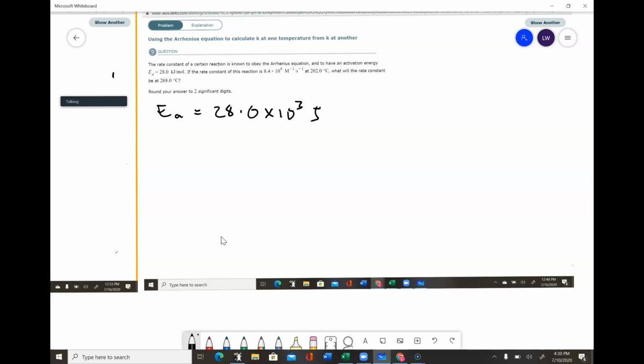And then it says that the rate constant, let's just call it K1, is 8.4 by 10 to the 6. And it looks like this is a second order reaction at 202 degrees Celsius. So that's going to be our T1, but we've got to turn that into Kelvin by adding 273 to it. So that's going to end up being 475.15 Kelvin. Okay, there we go. All right, so we've got that.